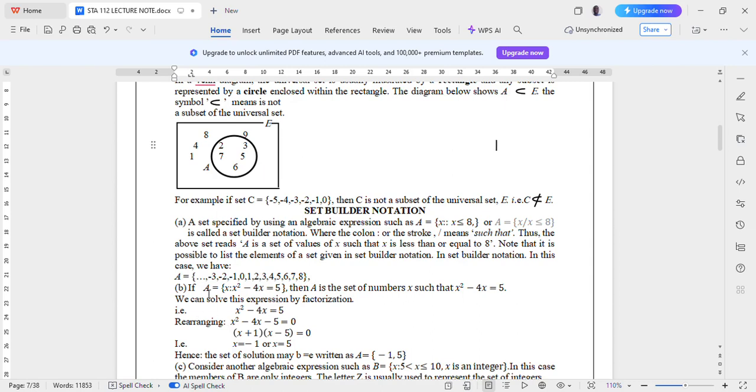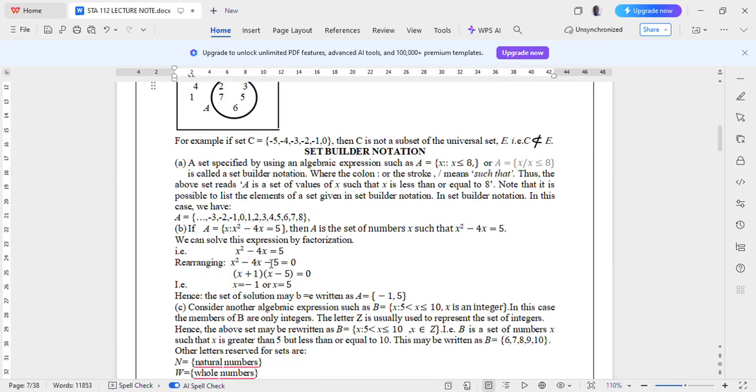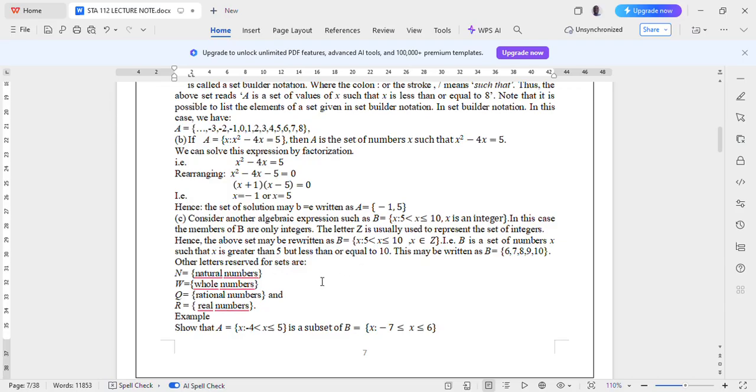Look at this. If x is such that x squared minus 4 is equal to 5, then A is the set of numbers such that x satisfies this. This is a quadratic equation, so we need to solve the quadratic equation before we can get the elements in the set. After solving it, the elements in set A are -1 and 5.